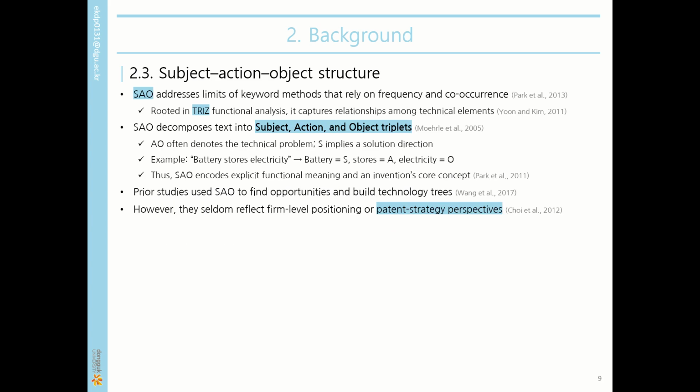SAO addresses the limits of image or keyword methods that rely on frequency and co-occurrence. SAO decomposes text into subject, action, and object triplets. SAO encodes explicit functional meaning and an invention's core concept. Prior studies used SAO to find opportunities and build technology trees. However, they seldom reflect firm-level positioning or patent strategy perspectives.